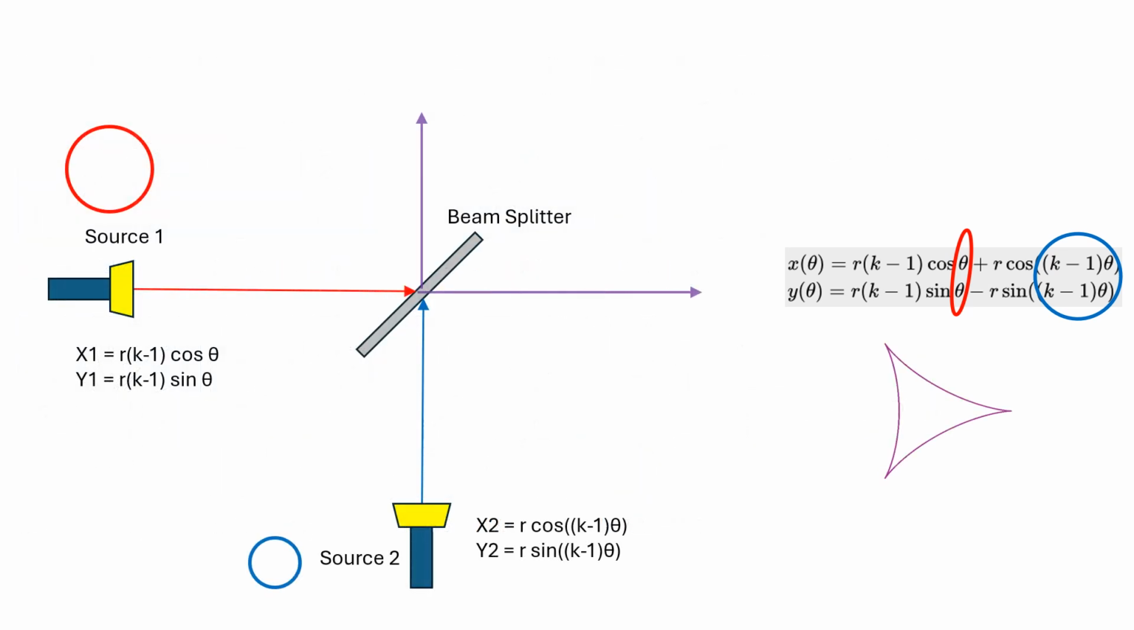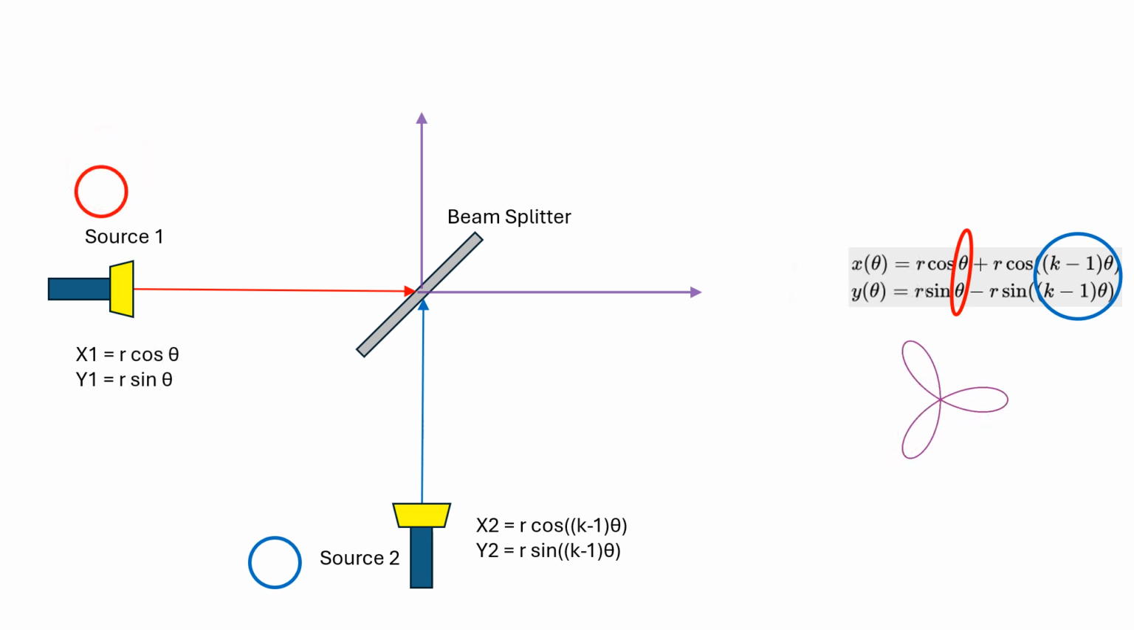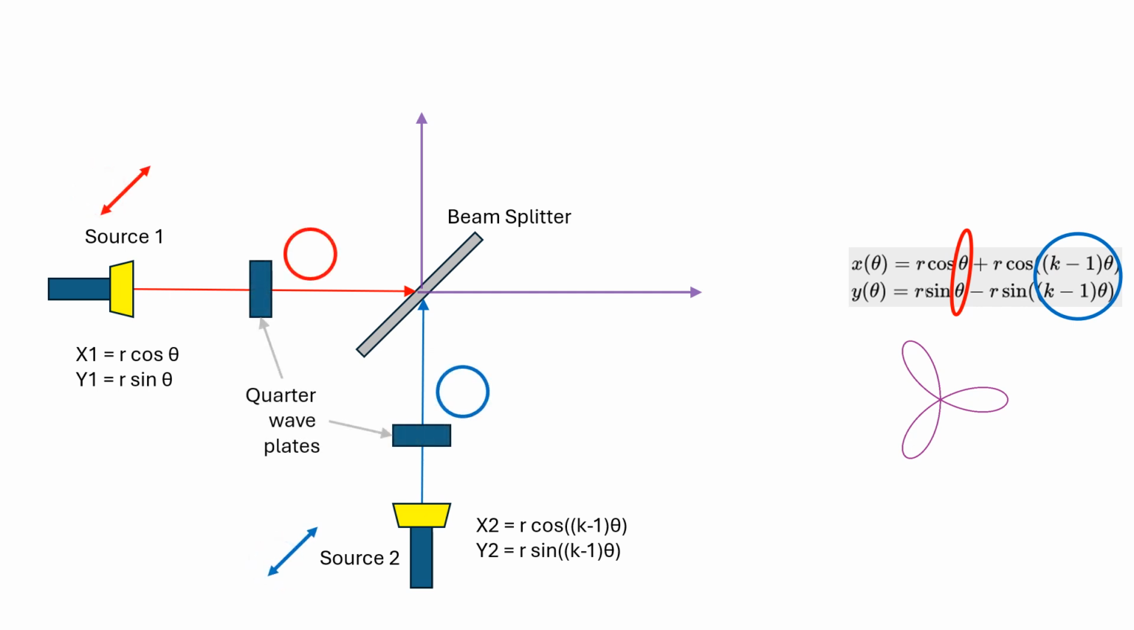The light with hypocycloid polarization state can be produced by combining two circularly polarized light beams with different frequencies using a beam splitter. In this example, k equals 3, resulting in a deltoid. Now the intensities of both sources are equal. The result is a rose with 3 petals. The circularly polarized light can be produced from linearly polarized light sources equipped with quarter wave plates, as shown in the diagram.